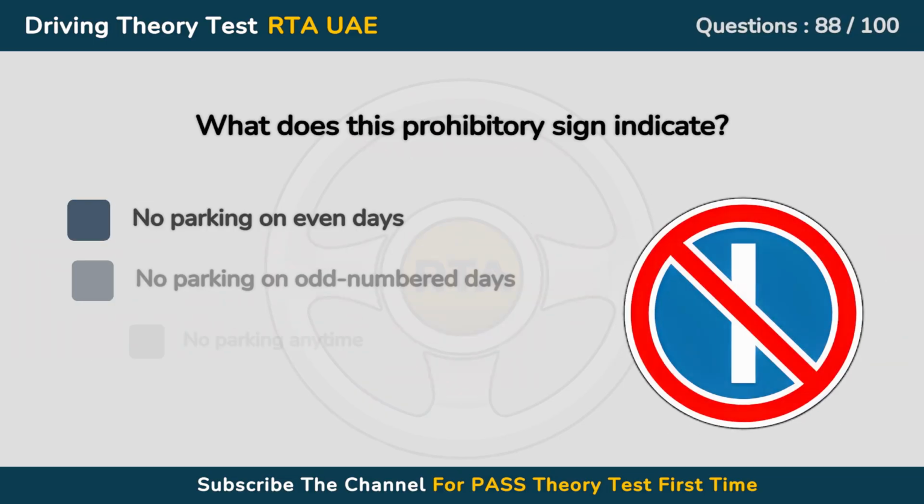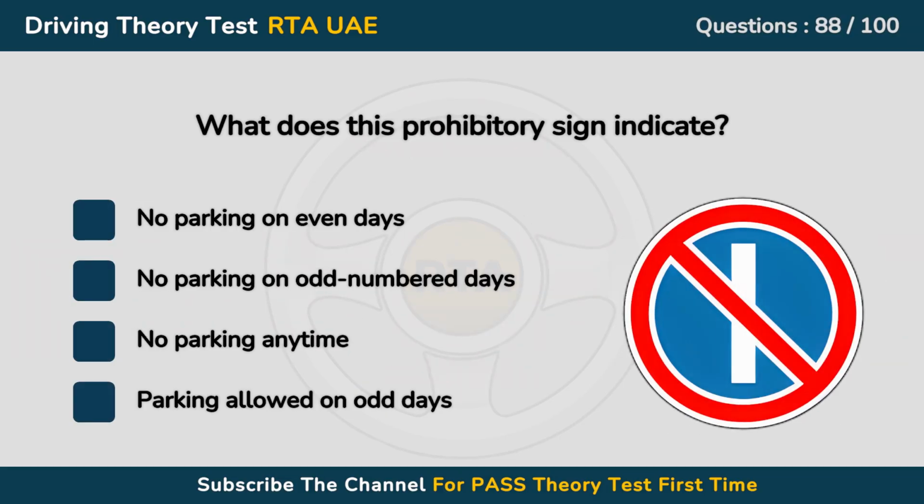Question 88. What does this prohibitory sign indicate? A. No parking on even days, B. No parking on odd days, C. No parking anytime, D. Parking allowed on odd days.